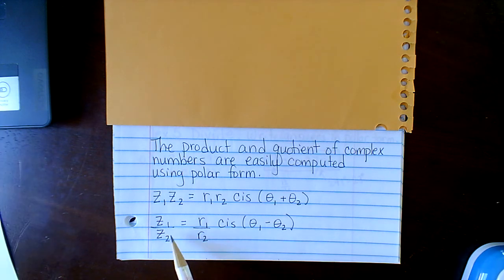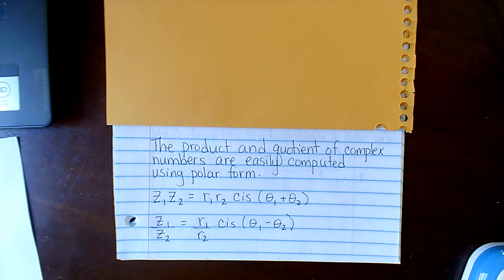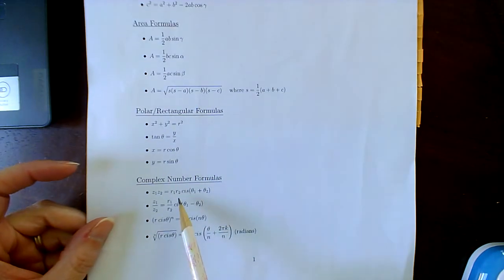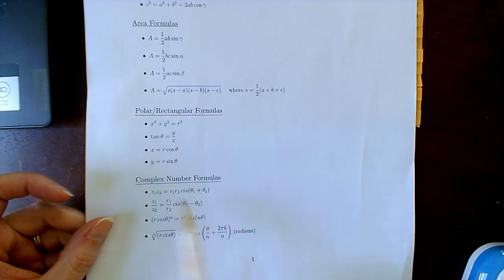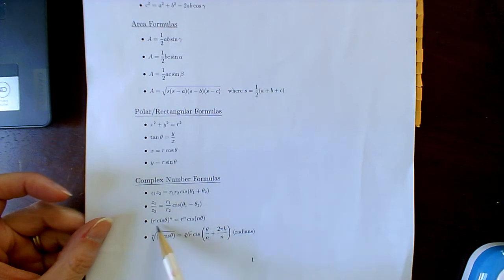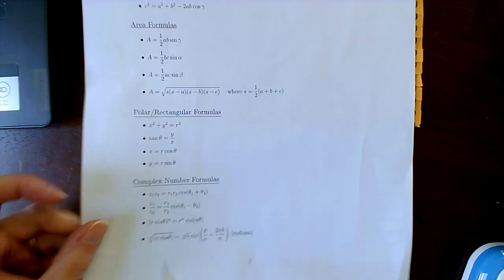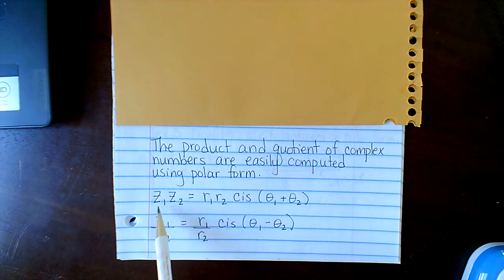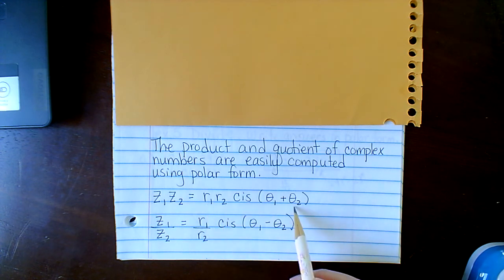Now these formulas for multiplying polar form of complex numbers are on your formula sheet. So, complex number formulas, here we go. We've got the multiplication, the division, then we're going to have the exponent and the root formulas. So this tells me that if I want to multiply two complex numbers in polar form, I can just multiply the r values and add the angles.